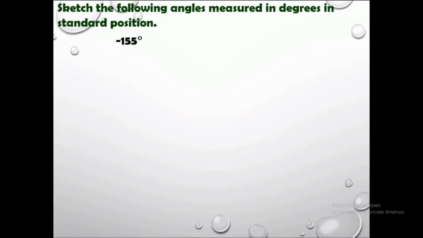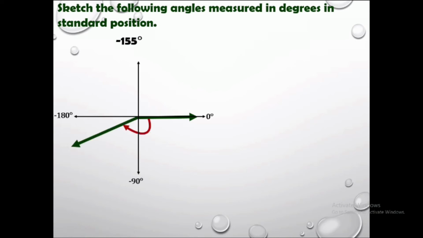Third example, negative 155 degrees. Ang angle natin is negative. Kaya, ang movement ng terminal side from initial side is clockwise direction. Saan kaya ang position ng terminal side natin? Since negative 155 degrees is between negative 90 degrees and negative 180 degrees, approximately, dito ang position ng terminal side. So, ito ang sketch ng negative 155 degrees.